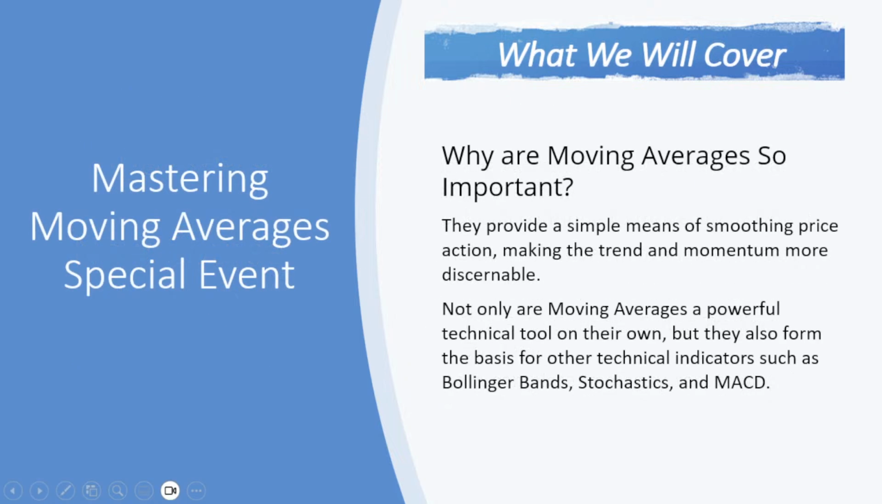So let's start with the basics. Why use moving averages? Moving averages help smooth out price action so you can focus on the trend, direction, and momentum. So moving averages don't only identify trend, they identify momentum as well.